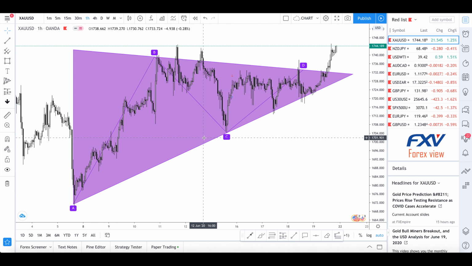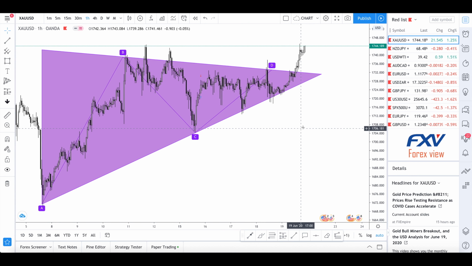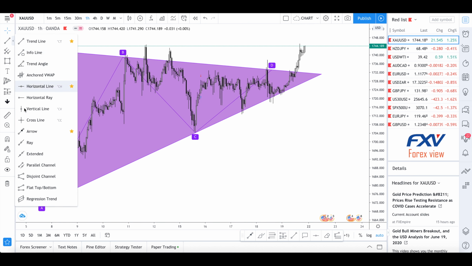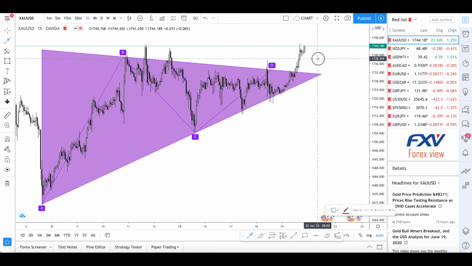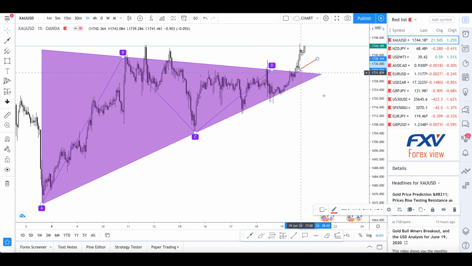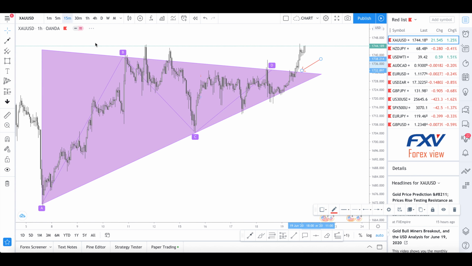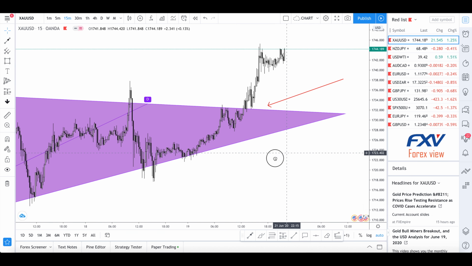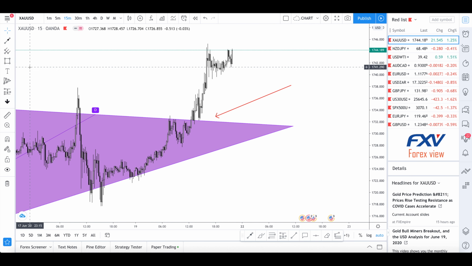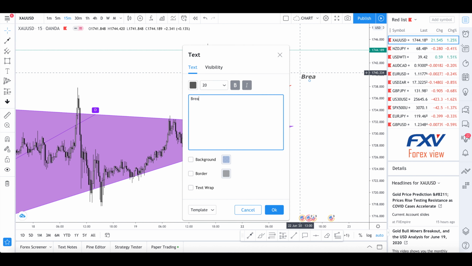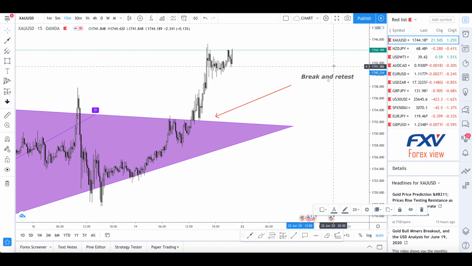So that is a symmetrical triangle that we spot here, and as you can see, there is a retest before the price goes up. There is a break and a retest. I'm gonna show you this on a lower time frame. See, the price is breaking and it made a retest before going up very high.